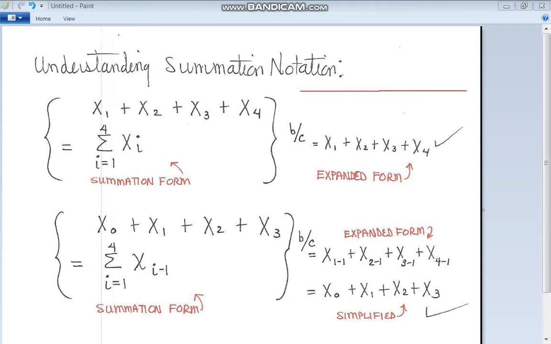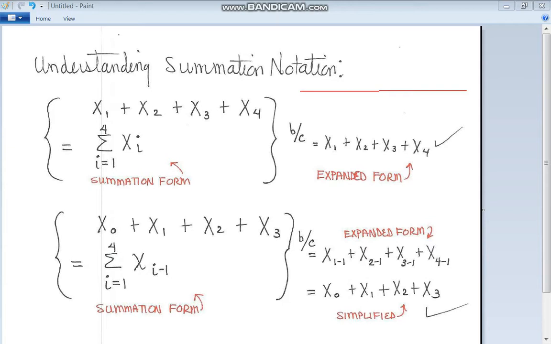Let's discuss the left and the right endpoint estimation of the area under the curve. First, let's discuss the understanding of summation notation. We're going to be adding 4 terms together in the first example and 4 terms together in the second example.